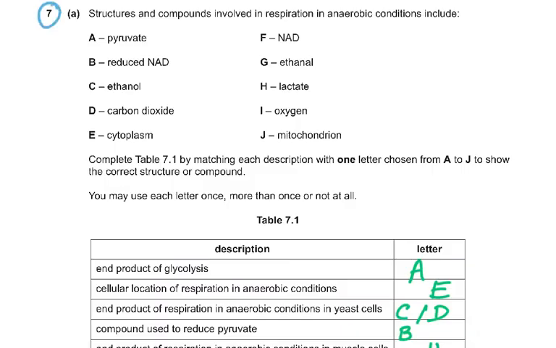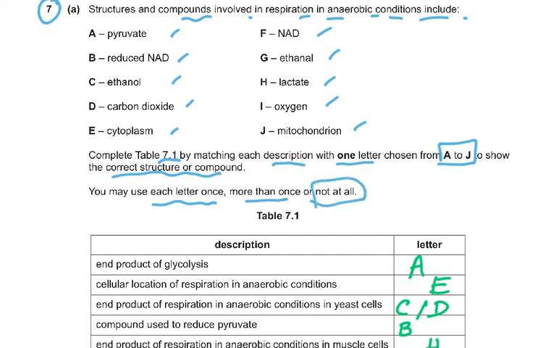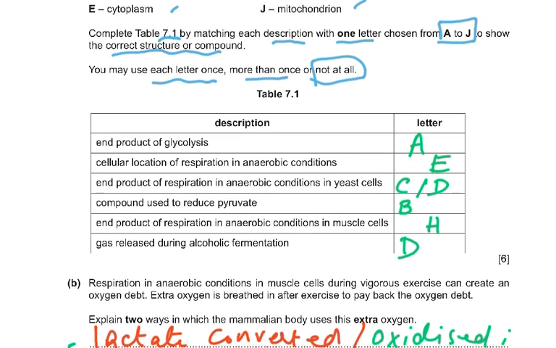7. Structures and compounds involved in respiration and anaerobic conditions include pyruvate, reduced NAD, ethanol, carbon dioxide, cytoplasm, NAD, ethanol, lactate, oxygen, mitochondria. Complete table 7.1 by matching each description with one letter chosen from A to J to show the correct structure or compound. You may use each letter once, more than once, or not at all. So then as we go along, let's read this and I think of the answers.